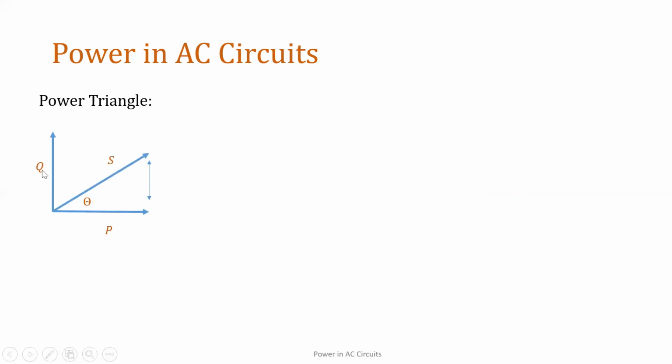The power triangle is this one. We have the reactive power, the real power, and the apparent power at the angle. The real power is adjacent to the angle, so we have real power equal to the apparent power times cosine theta, cosine because it is adjacent to the angle. Next, the reactive power is opposite the angle, so we have Q, or reactive power, equal to the apparent power times sine theta.